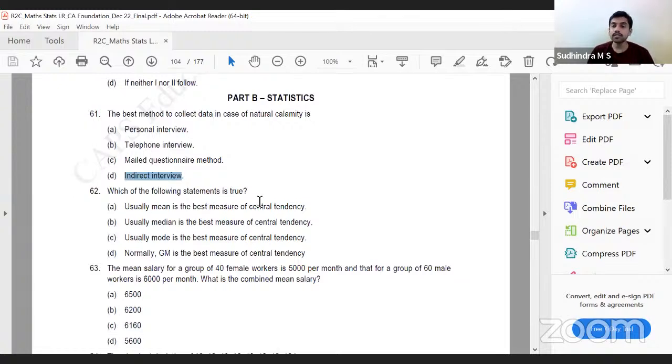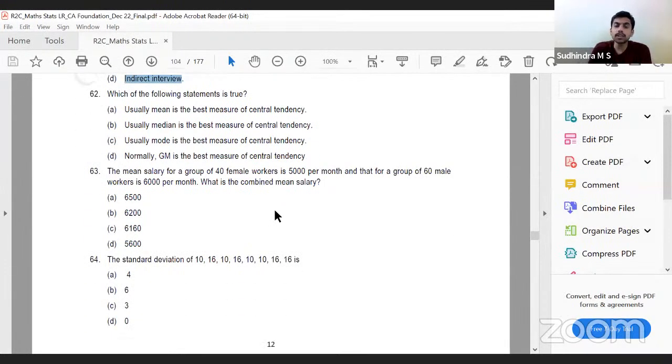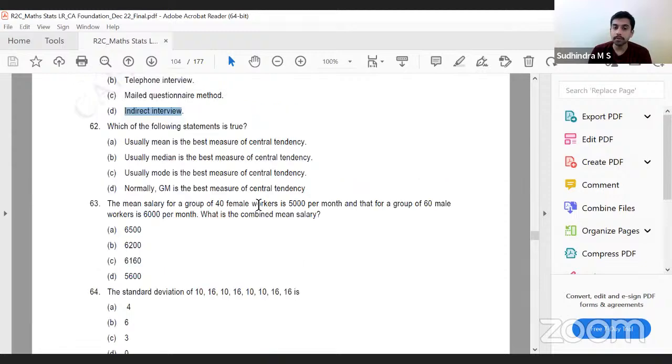Which of the following statements is true? Mean is the best measure of central tendency. Simple, right? Next one. Mean salary for a group of 40 female workers is 5,000 per month. That for a group of 60 male workers is 6,000 per month. What is the combined mean?